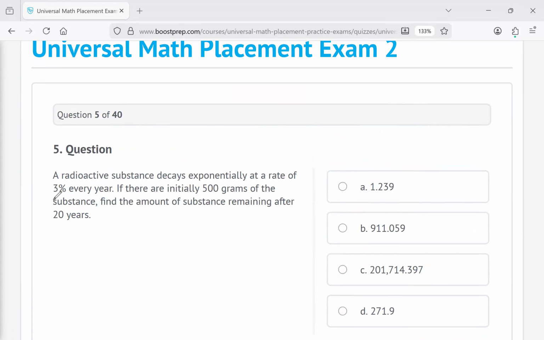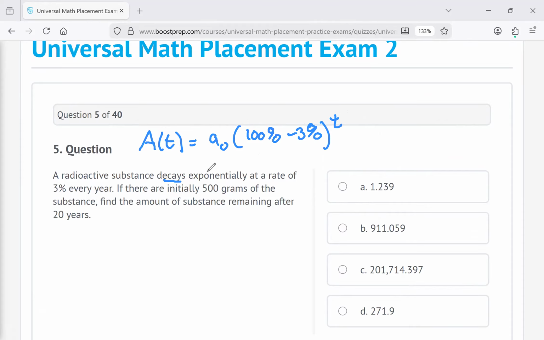Question 5. A radioactive substance decays exponentially at a rate of 3% every year. If there are initially 500 grams of the substance, find the amount of substance remaining after 20 years. So we're dealing with exponential decay, and the exponential function is A of t equals A naught, then 100% minus 3%, raised to the t.